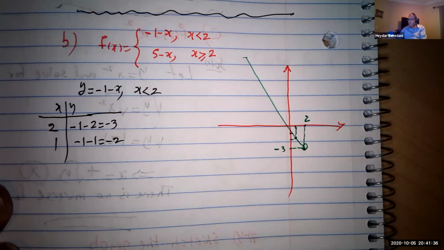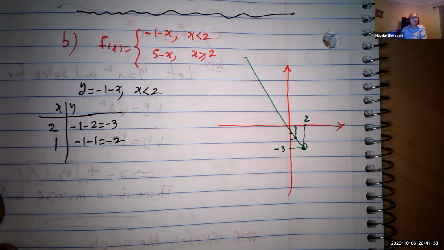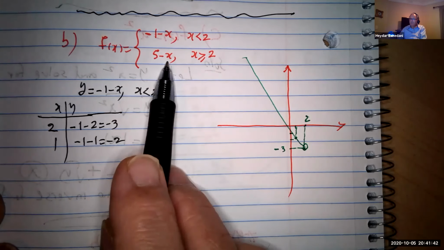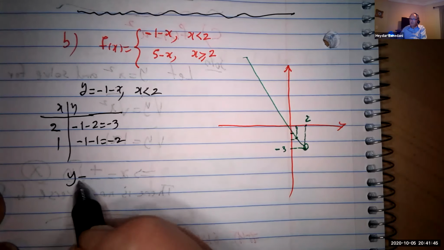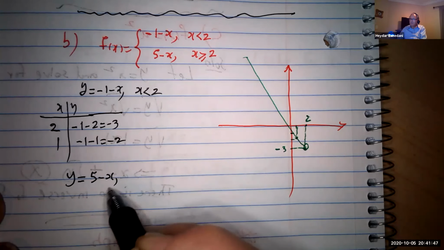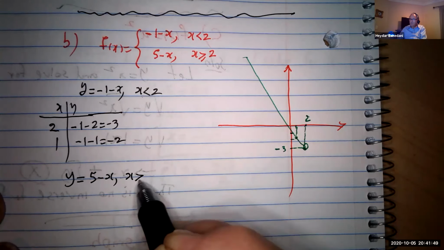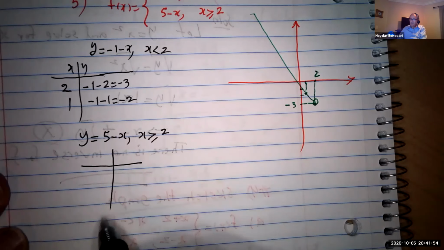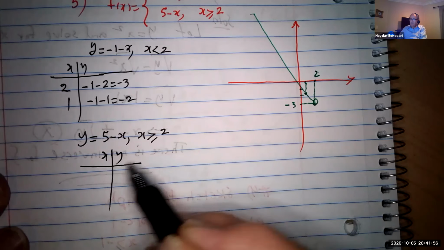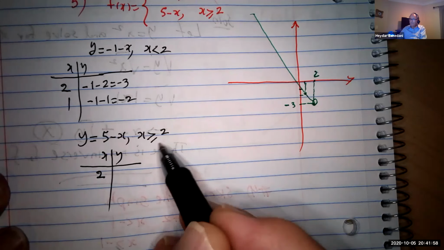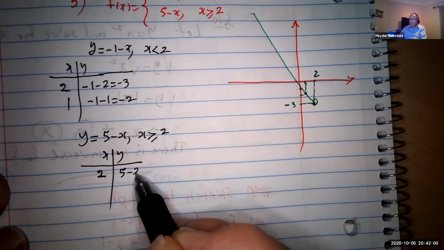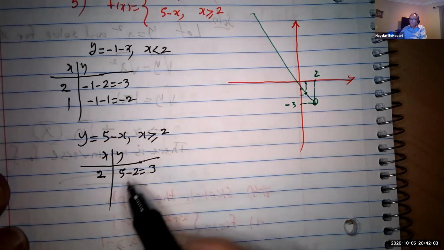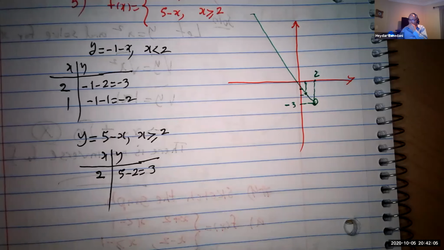Question. Get the second part. That was 2, negative 3, and 1, negative 2. Second part: y is 5 minus x. The partition is again 2, so start with the partition point all the time. You put x equal to 2, so that gives 5 minus 2, which is 3.